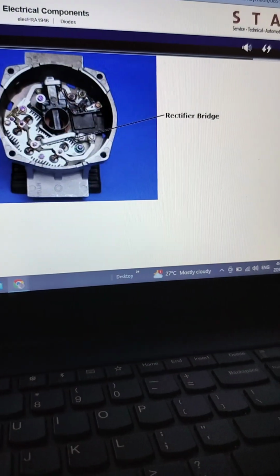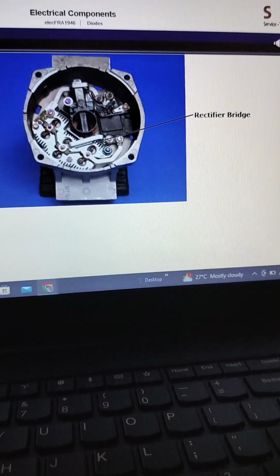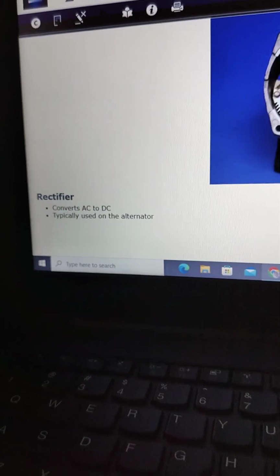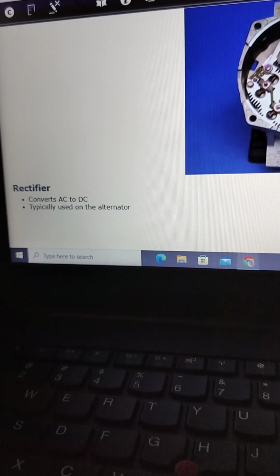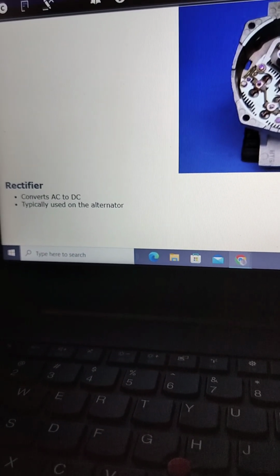A rectifier, composed of multiple diodes, changes alternating current, or AC, to direct current, or DC. The most common use of a rectifier on a vehicle is in the alternator.